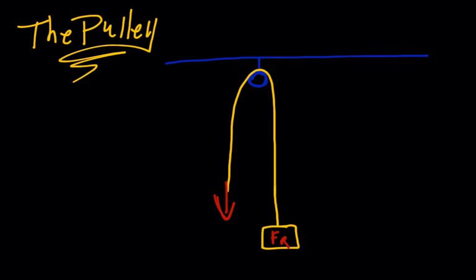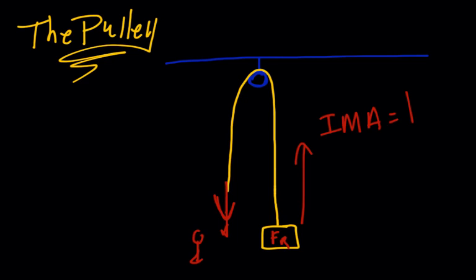So what's the advantage of this? Well, there is no real force advantage. The advantage is that I can just change the direction. So I can be down here pulling down and having this thing go the opposite direction. So that's the only real advantage here. The mechanical advantage, the IMA of this, would be 1. So fixed pulleys, the IMA is 1. That's all it is.